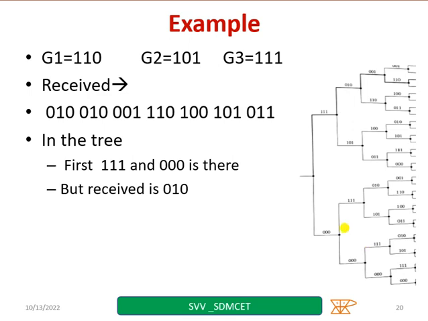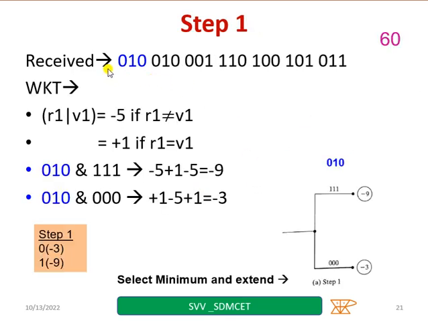Now coming back to the numerical example, we have taken G1, G2, G3 and the tree diagram is ready. The received sequence is also considered here. In the tree, first we have 1, 1, 1 and 0, 0, 0, but the received is 0, 1, 0. Let us compare and find the Hamming distance. Intentionally I have changed the color so that you can understand. Received is this, and on the tree diagram I have 1, 1, 1 and 0, 0, 0.